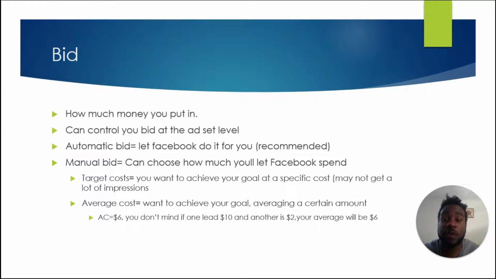And then you can also do average cost, which is a lot better, which is where you want to achieve a goal by averaging a certain amount. So in this example, let's say you want your average cost to be $6. You don't mind if one lead is $10 and another lead is $2. Your average cost is going to be $6.